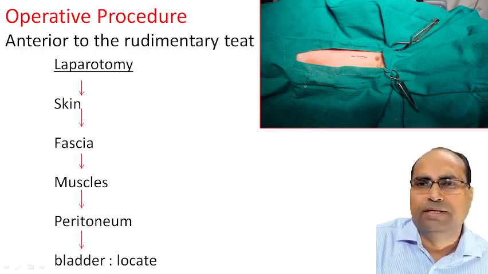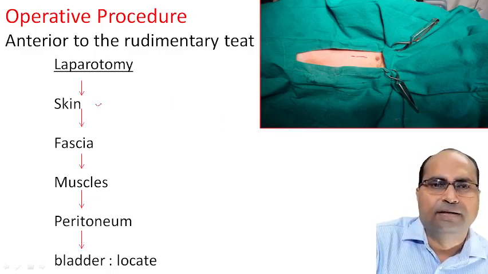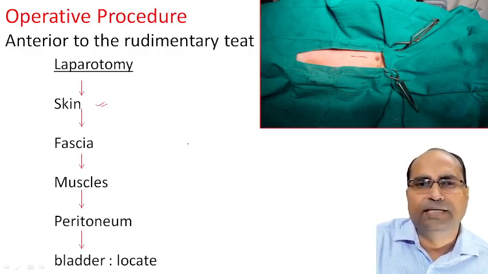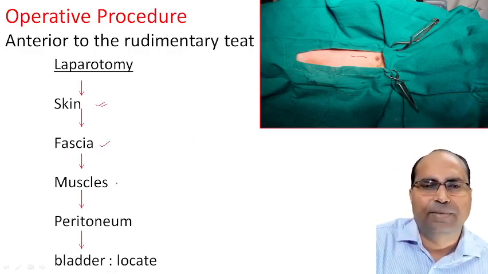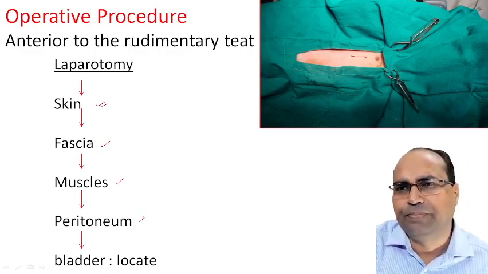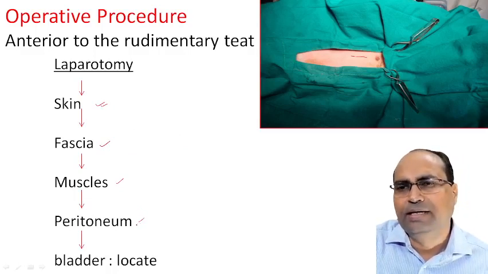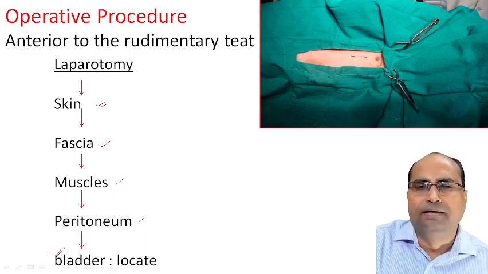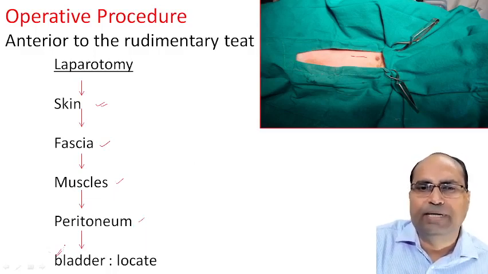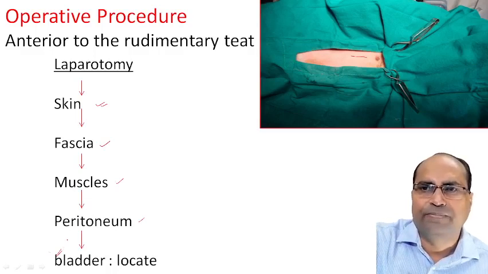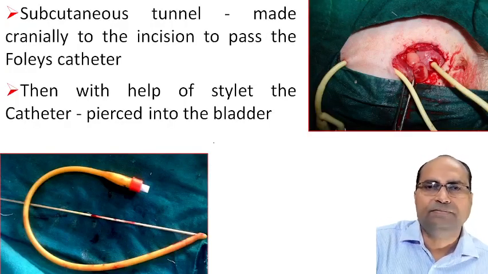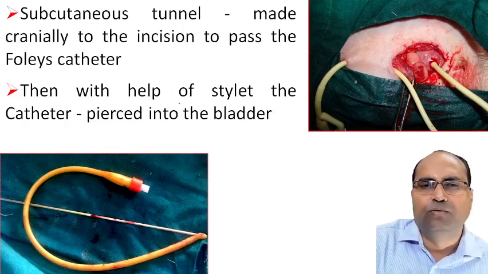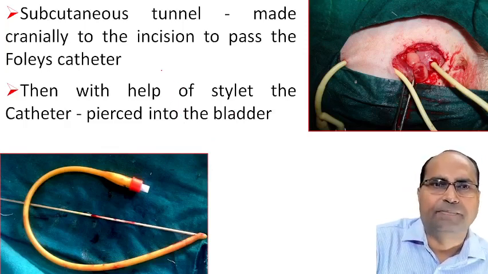To perform the laparotomy, an incision is given on the skin, then fascia, muscles, and peritoneum are incised. Reach into the abdominal cavity and the bladder is located. In case of a completely distended bladder, the bladder is present just below the incision. In case of rupture of the urinary bladder, we should locate the urinary bladder.